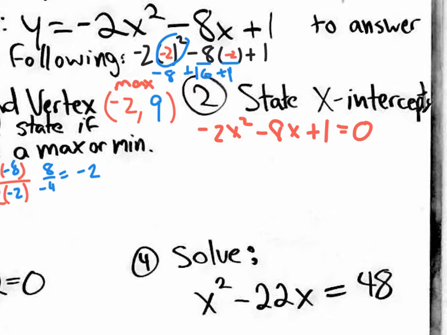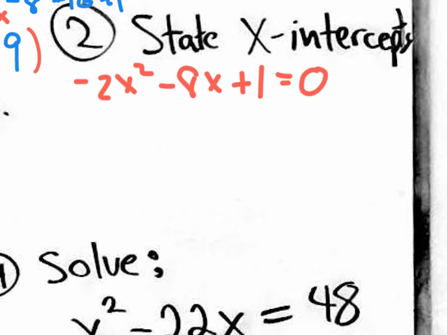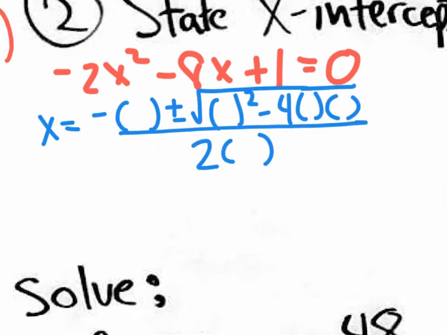So a lot of us freak out when it comes to solving an equation like this. So right here we're going to use the quadratic formula, and I always start the quadratic formula by writing it with parentheses instead of variables. So I'm going to plug in my b value of negative 8, my a value of negative 2, and my c value of 1.